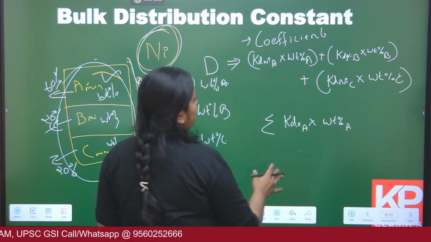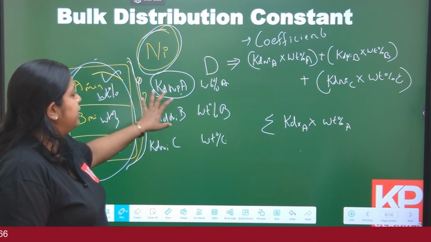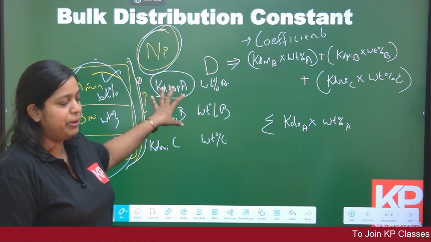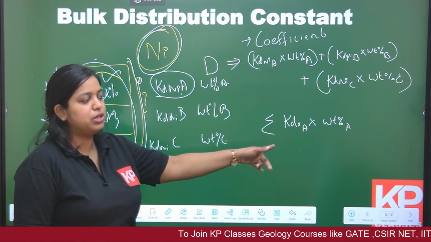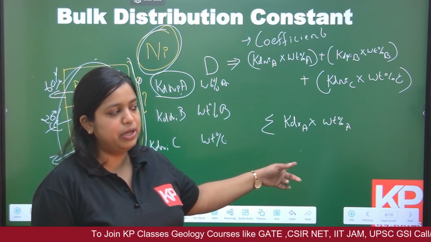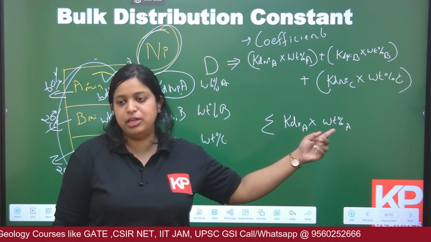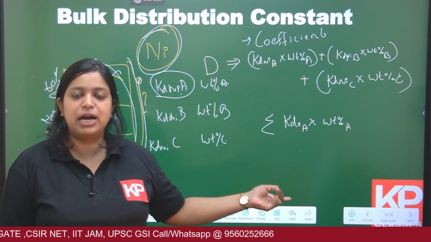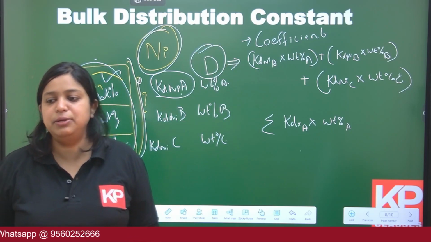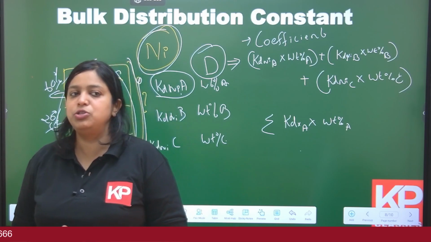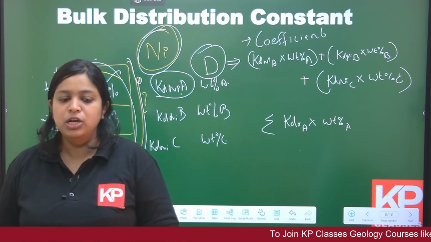So summation of this, how many minerals, there may be 6 minerals present. So for the whole 6 minerals, take the Kd values of that particular element and the weight percentage of that mineral, multiply them together, and add the same values of different minerals together. You will get the bulk distribution coefficient, which defines the distribution of an element in a particular rock. That is what is defined by the bulk distribution coefficient.